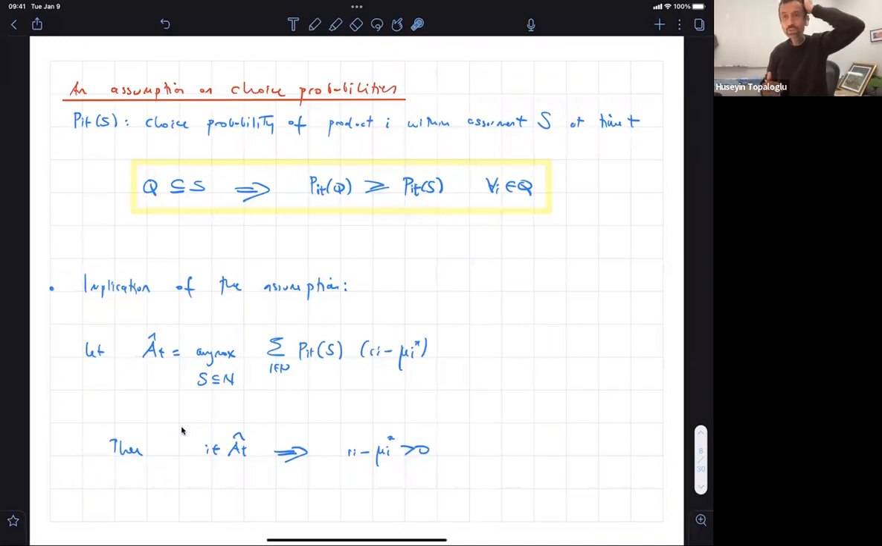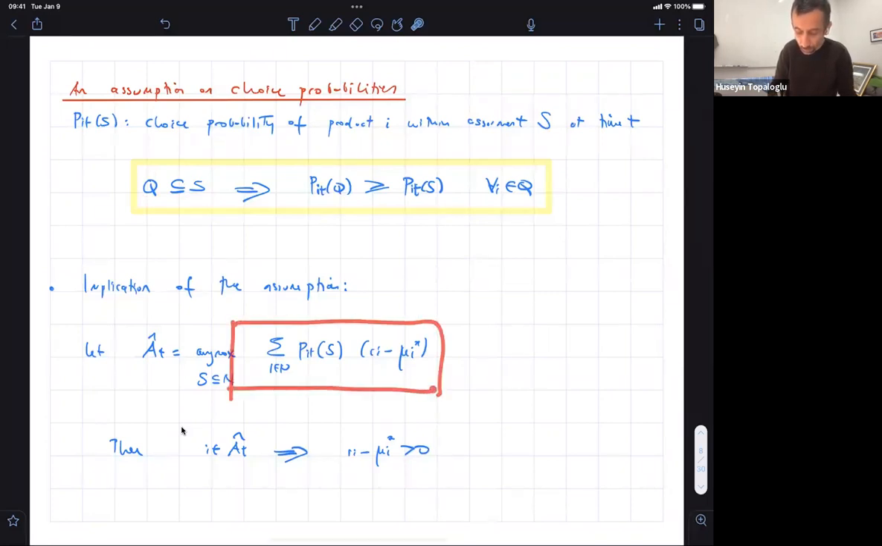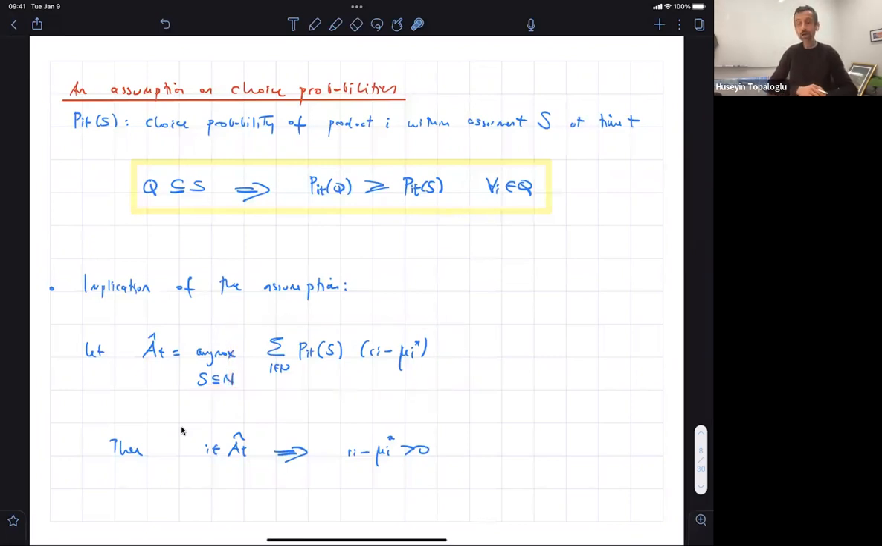And what is an important implication of this assumption? Let's imagine that I'm solving an optimization problem that maximizes the net expected revenue. I'm finding an assortment that maximizes the net expected revenue. Under this assumption, we're going to be able to argue that if A-hat_t is the optimal solution to this problem, then this optimal assortment never includes a product with a negative revenue contribution. Why is that?